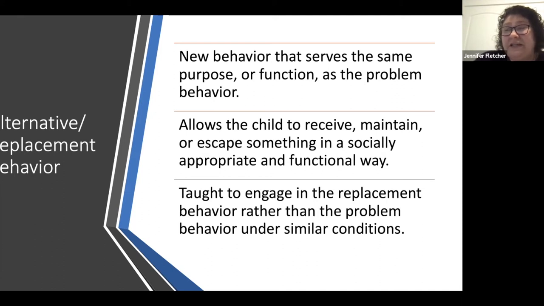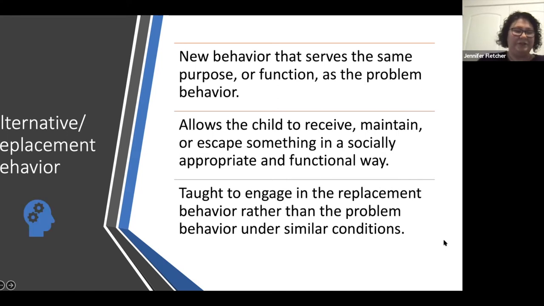Some ideas: I've already mentioned the break card and gaining access. Sometimes for an automatic function, like with the child who likes to push on the corner of their eye to see the lights, I've used a light up toy and put that in the peripheral. Instead of pushing their eye, we put that there to try to provide that same stimulation if we could, because they like the lights. There are a lot of different ideas. Being able to push the button on the iPad to let you know that they're not feeling good, things like that.